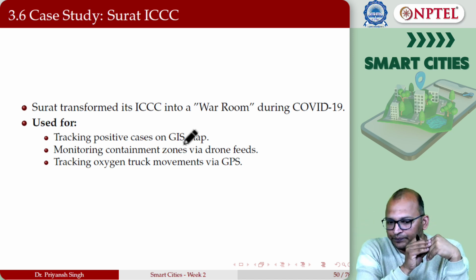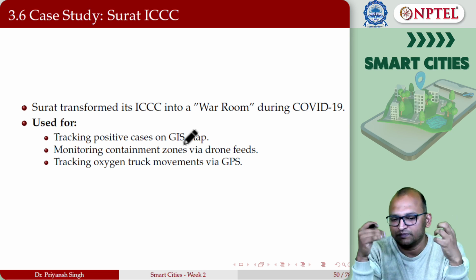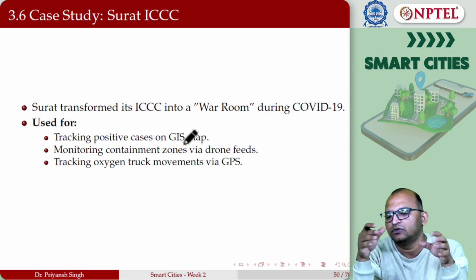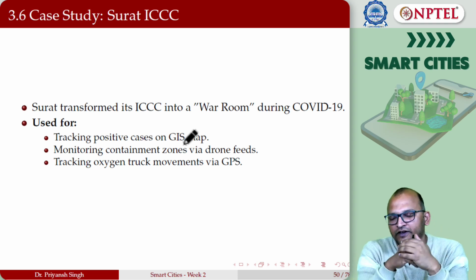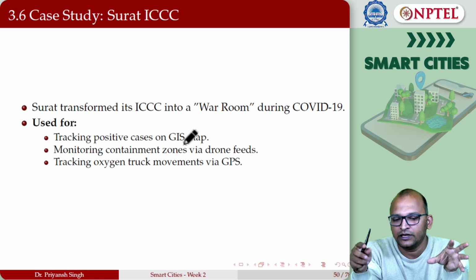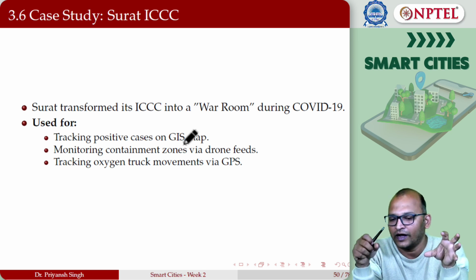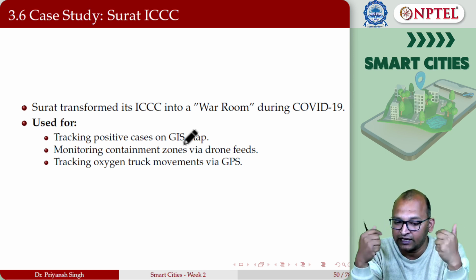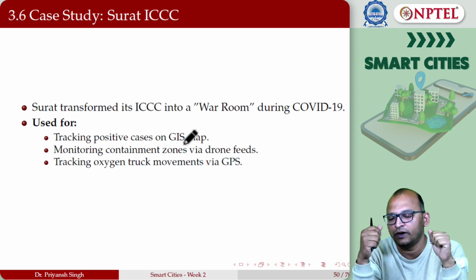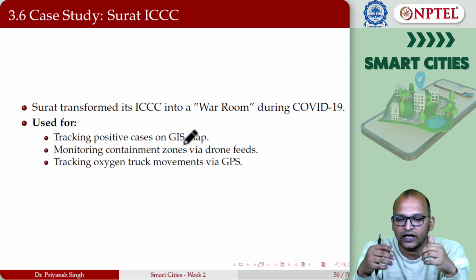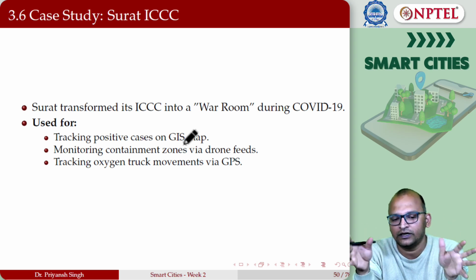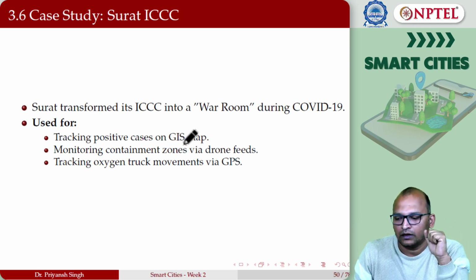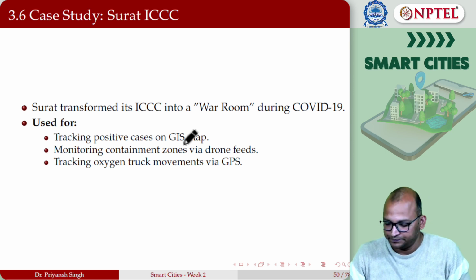During the COVID-19 outbreak, the Surat smart city transformed the ICC into a war room. They had a tracking system for all the positive cases on the GIS map. They monitored the containment zones via drone feeds, and they tracked the movement of oxygen trucks via GPS. All these solutions made them able to react to any critical condition in a very short amount of time and to control the COVID-19 outbreak in a very efficient manner.